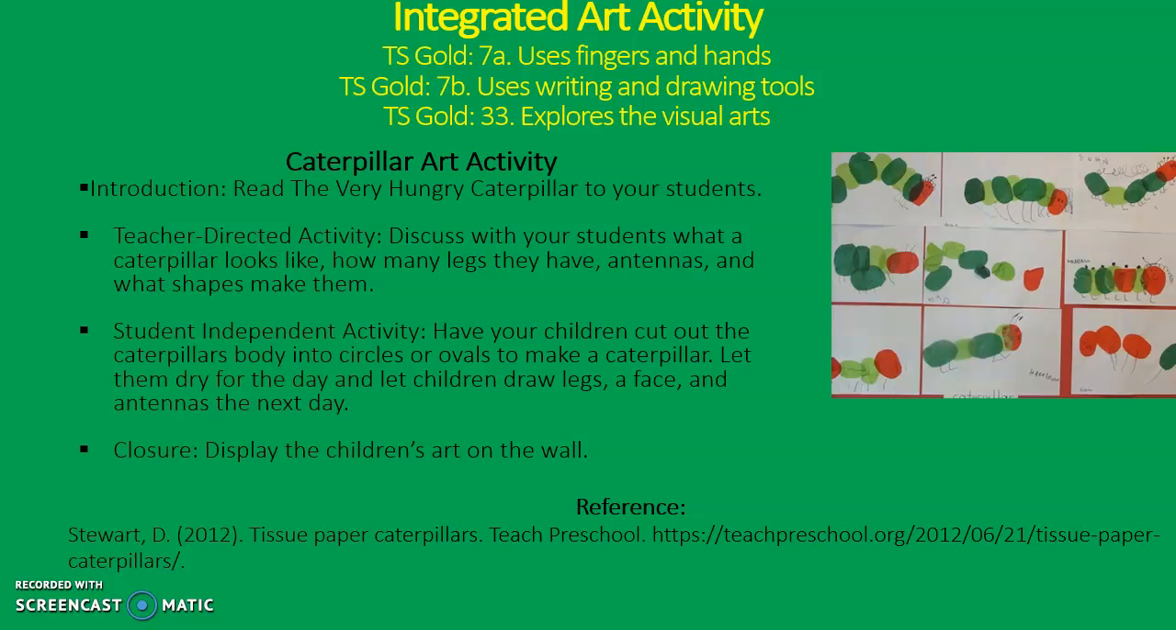So for the student activity, you're going to have the children cut out the caterpillar's body. Over here you see the two greens. Have the children cut them out to make into a caterpillar. They're going to glue those onto a sheet of paper, and you're going to let them dry for the rest of the day. But the next day, you're going to come back and have the children draw the body parts. So you're going to have them draw the legs, the face, and the antennas, and whatever else they want to put on there.